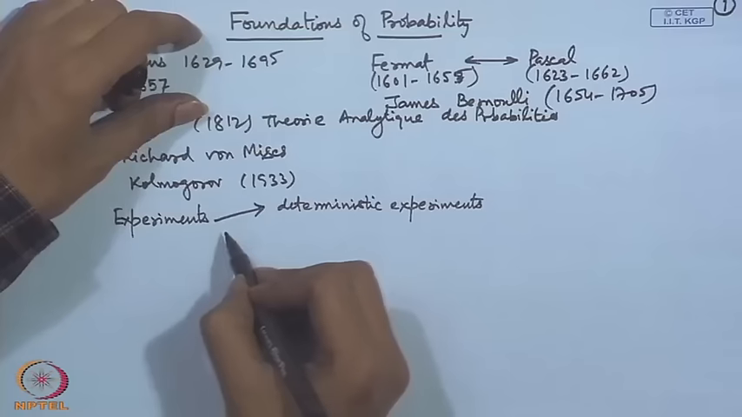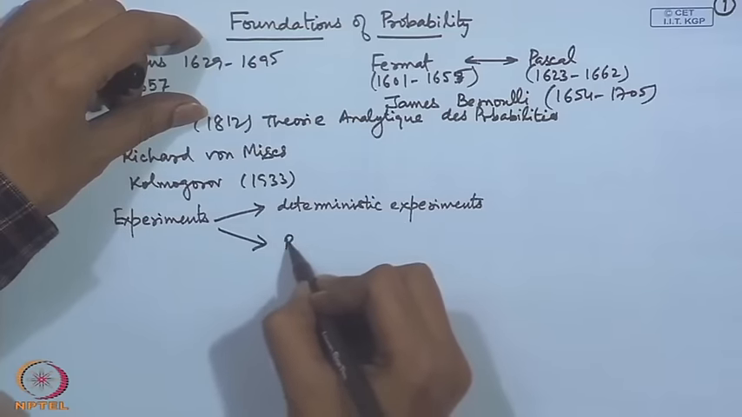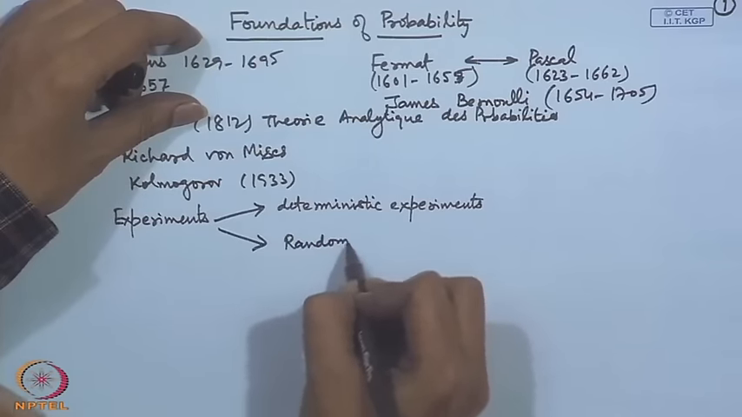For example, you may even melt iron if you put it in a furnace with a very high temperature, something like 1600 degrees Celsius. These are examples of deterministic experiments. However, in probability theory, we are concerned with the experiments which are termed as random experiments.